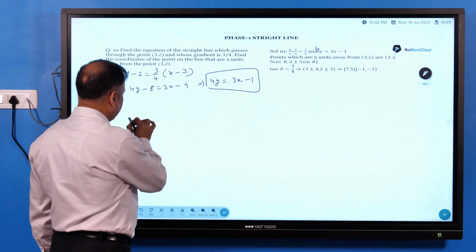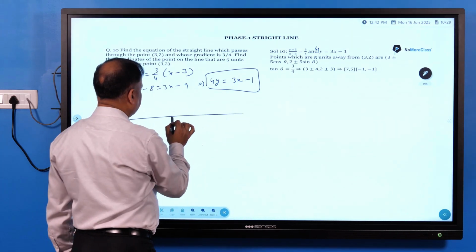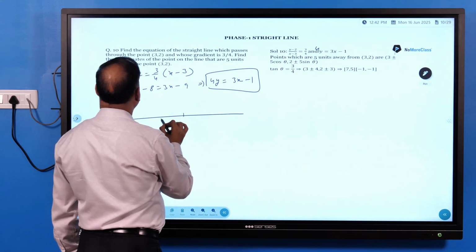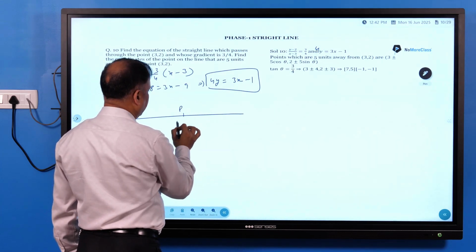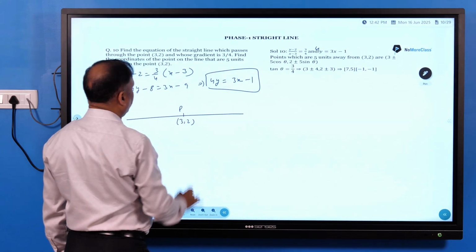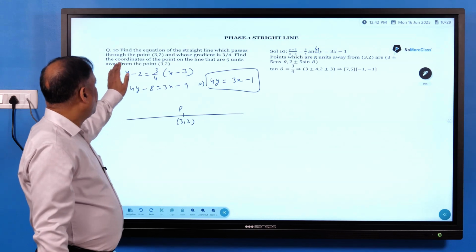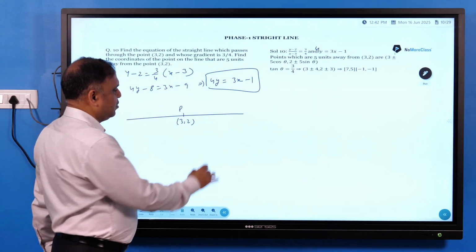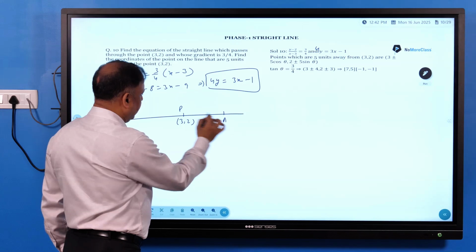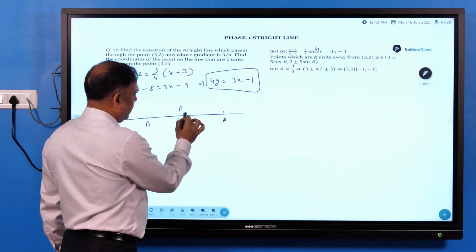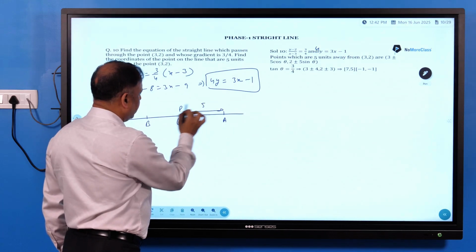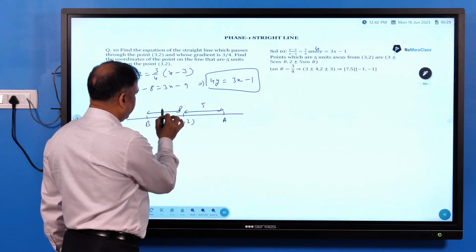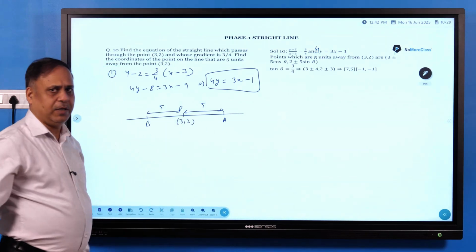Now suppose this is the line, it is given, a point is given here. Suppose the point is P (3, 2). Now from this point, I have to find the coordinates of the points on the line that are 5 units away from this. So I have to find the coordinates of these points A and B. 2 points can be there. This distance can be 5 units, this distance can be 5 units. These 2 points I have to calculate.